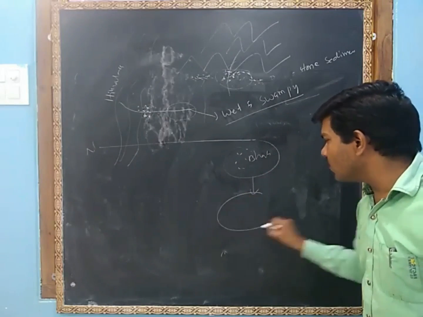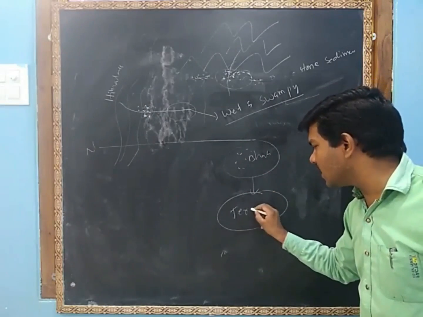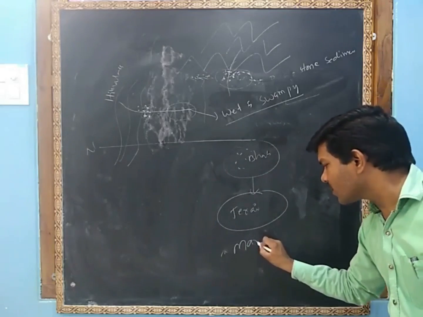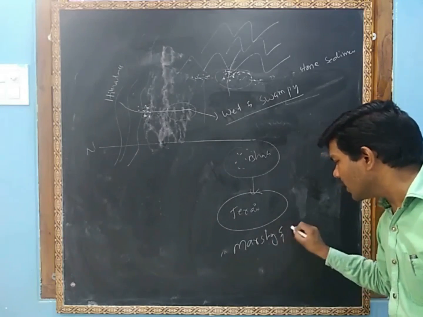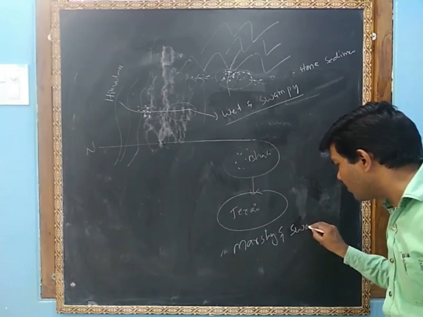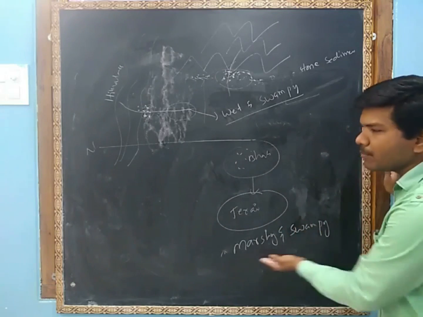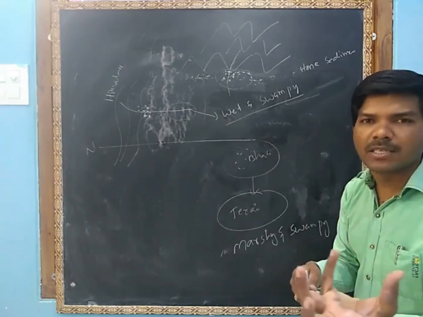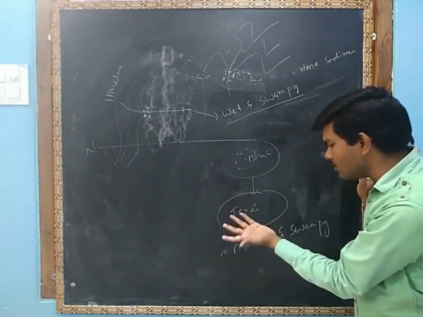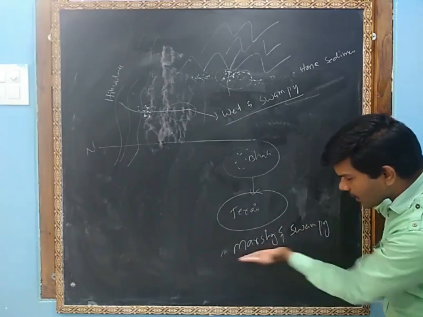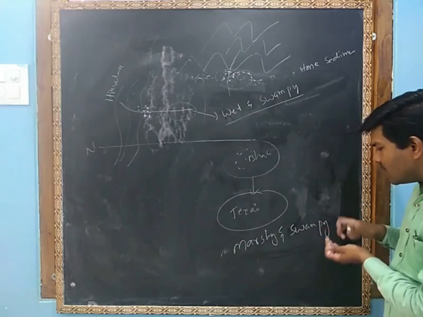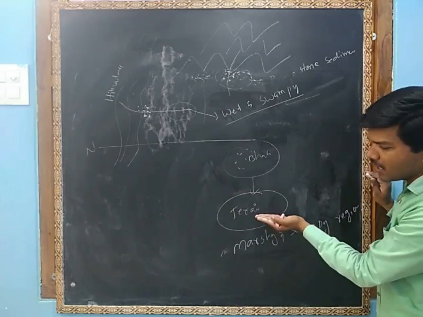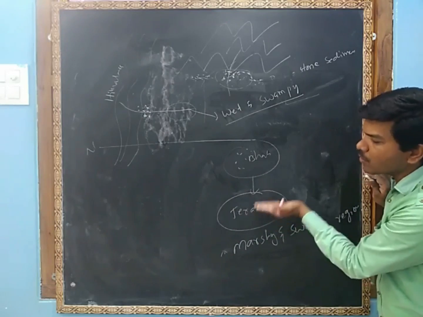South of the bhabar, there is one area. Terai means marshy and swampy region. Marshy and swampy region means when water flows, it will be wet, and when excessive water does not come, it will be dry. So that area we call a marshy and swampy region. Marshy and swampy region is known as Terai. Terai is located south of the bhabar.